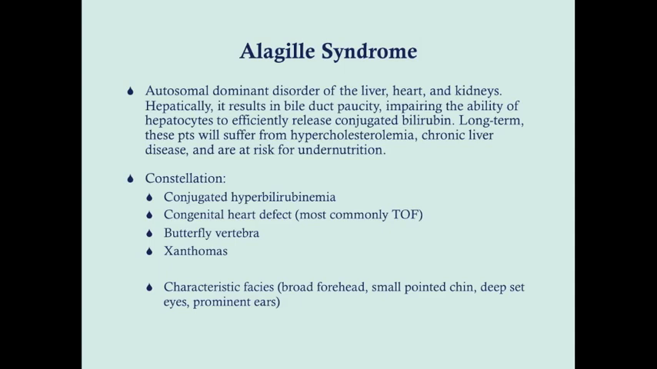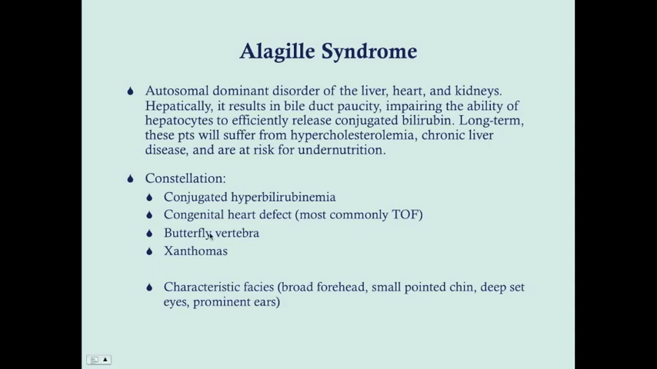So long term, these patients also tend to suffer from hypercholesterolemia. I'm not sure why. They'll also suffer from chronic liver disease because of the backup of the conjugated bilirubin, and they're also at risk for undernutrition because they're not getting bilirubin into the digestive tract as efficiently, and they're at risk for hepatocellular carcinoma because of the chronic liver disease.